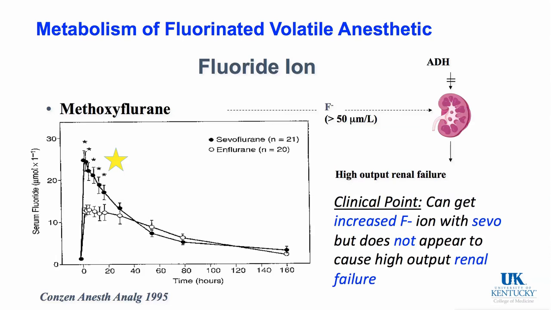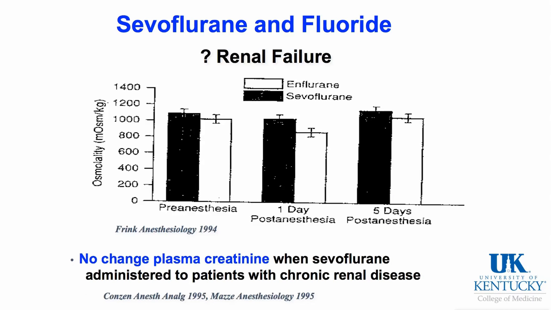Not at the 50 micromolar level necessarily here, but higher than N-fluorane and higher than our other volatile anesthetics apparently. So the clinical point from this is that, yes, we can get some free fluoride ion, especially with sevoflurane, but it does not appear to cause high output renal failure and is not a big issue. And if you look at sevoflurane and fluoride and renal failure following a patient from pre-anesthesia to day 5 post-anesthesia, there was no change in plasma creatinine when sevoflurane was administered, even to patients with chronic renal disease.